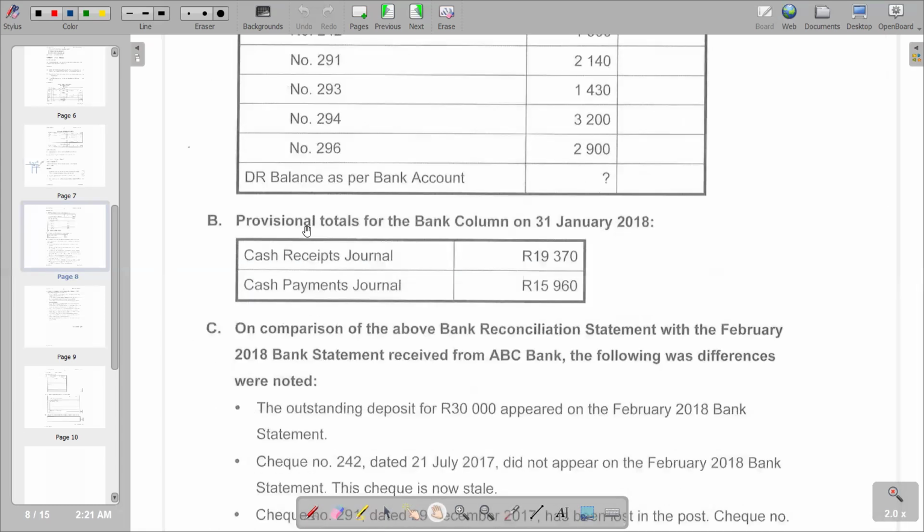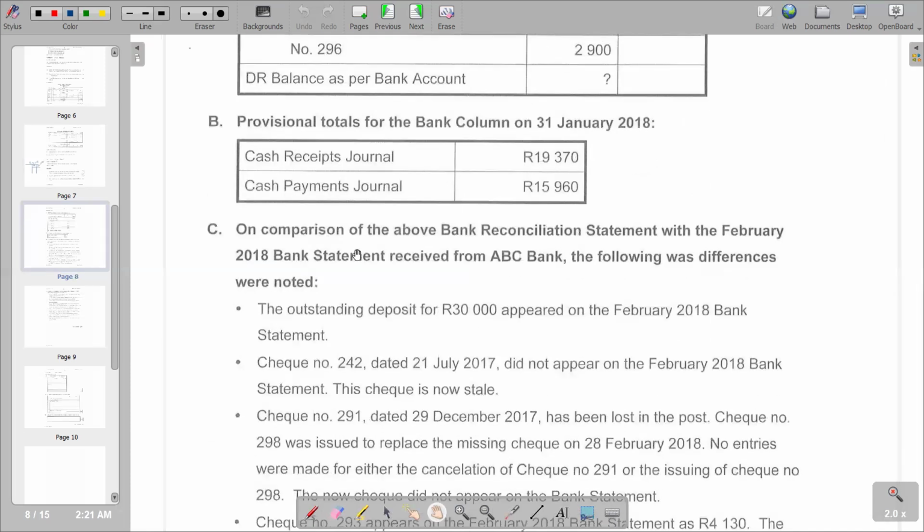So I will go to information B. We have got the provisional totals for the bank column for 31 January 2018, the cash receipts journal, and then the cash payments journal. Then C, we have a comparison of the above bank reconciliation statement with the February 2018 bank statement received from ABC Bank. The following differences were noted.